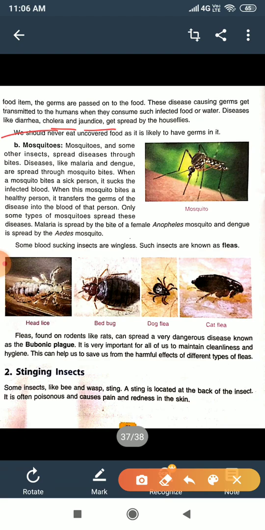Now come to the second one, the mosquito. The second harmful insect is the mosquito. What are mosquitoes?